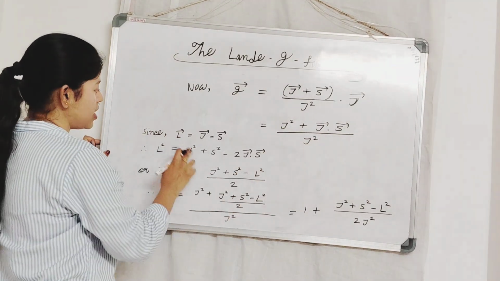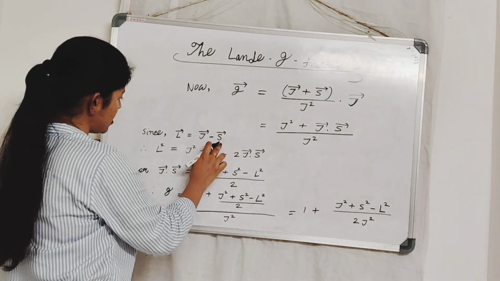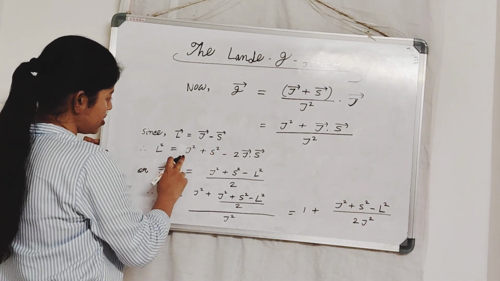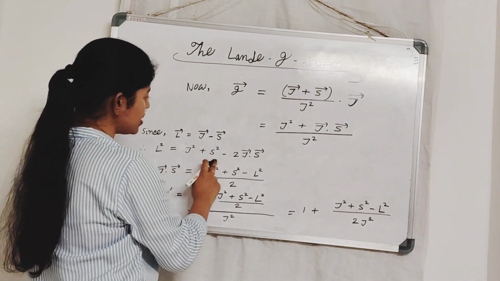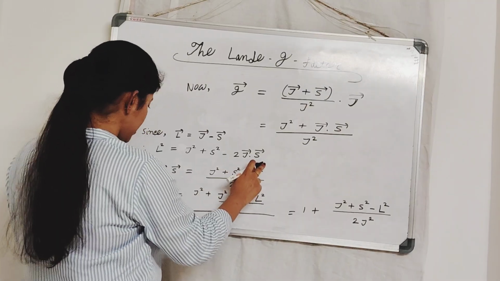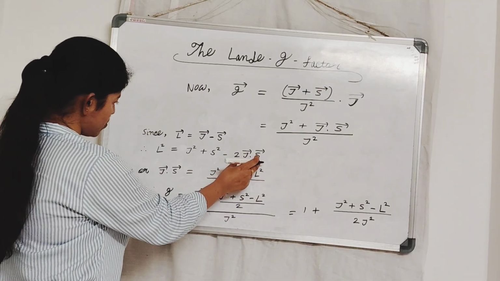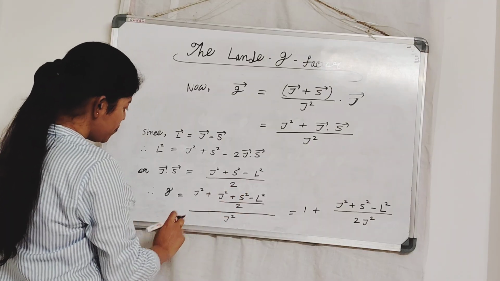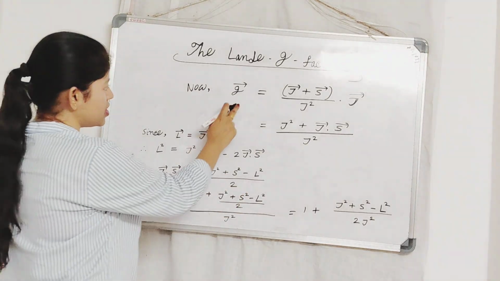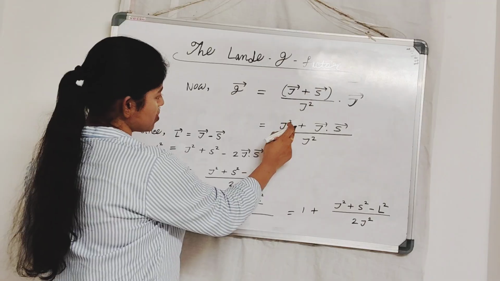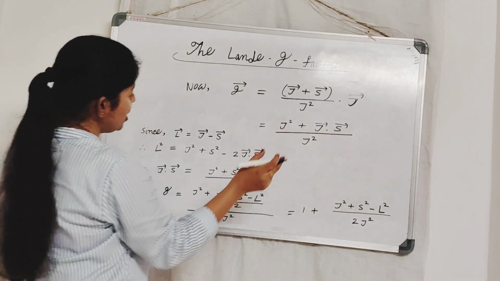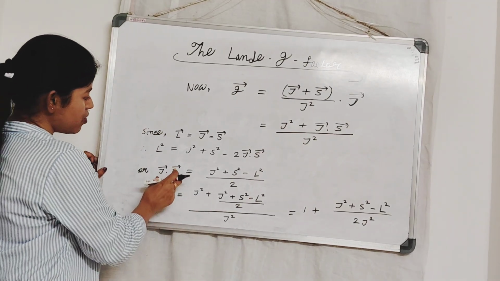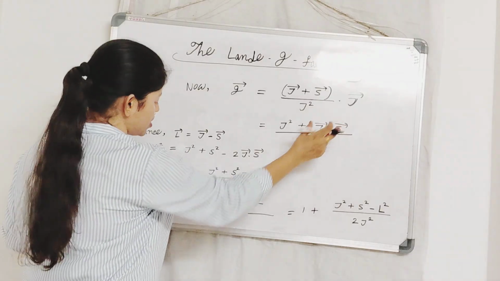Now as we know that L equals J minus S, that means L square is equal to J square plus S square minus 2 J dot S, or J dot S equals J square plus S square minus L square by 2. Since g is equal to 1 plus J dot S by J square, now we need to put this value of J dot S in this expression.